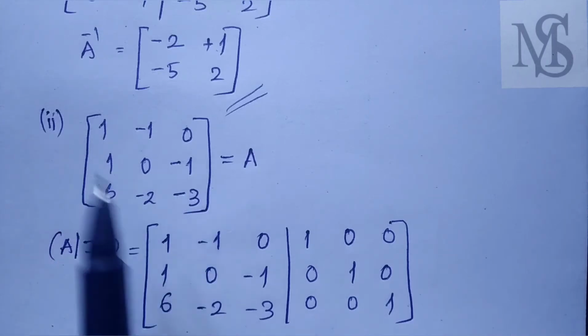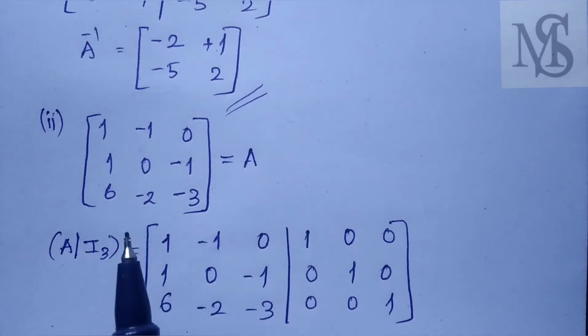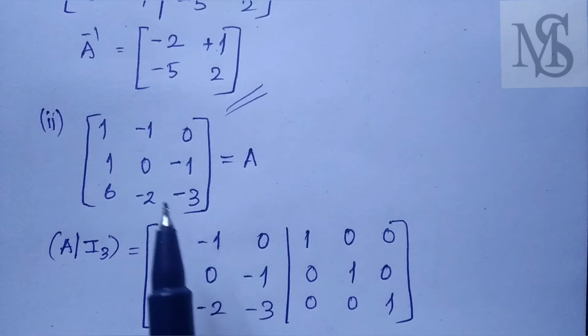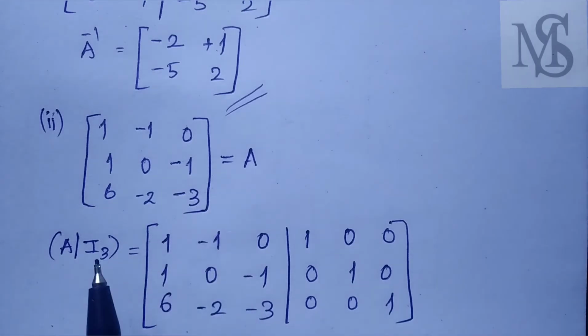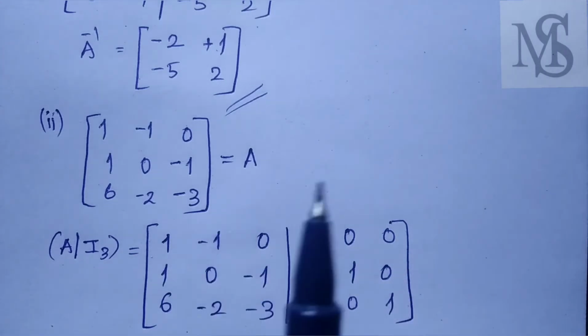Roman number 2, in the question they had given a matrix, we are taking it as A, and by Gauss-Jordan method we are finding the inverse of this matrix, that is A augment identity matrix of 3 cross 3, because the given matrix is of the order 3 cross 3, so we are taking the identity matrix also as 3 cross 3. First the A matrix, augment the identity matrix 1 0 0, 0 1 0 and 0 0 1. First we have to change this matrix to the identity matrix, and then the identity matrix will change into a new matrix, that is known as A inverse.